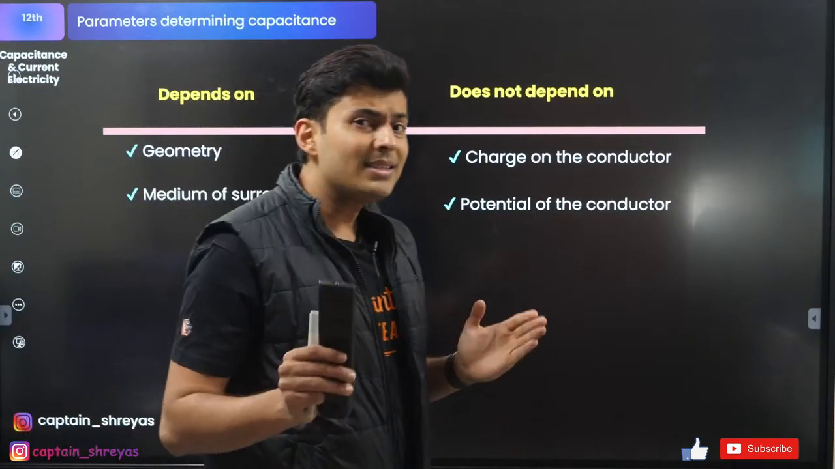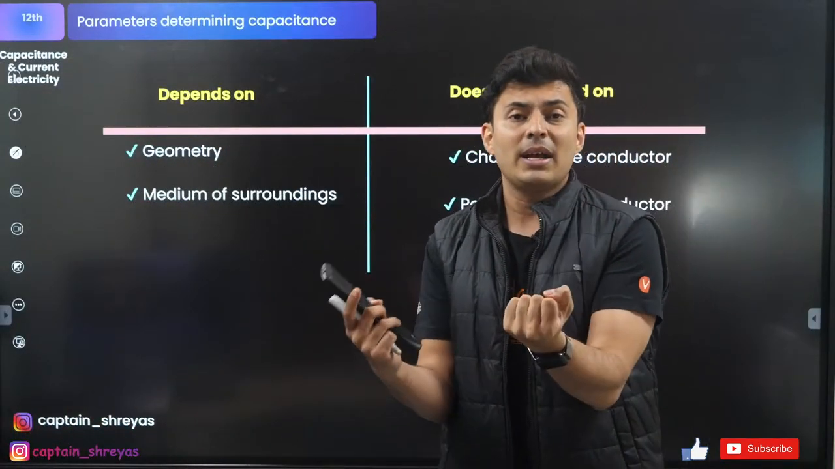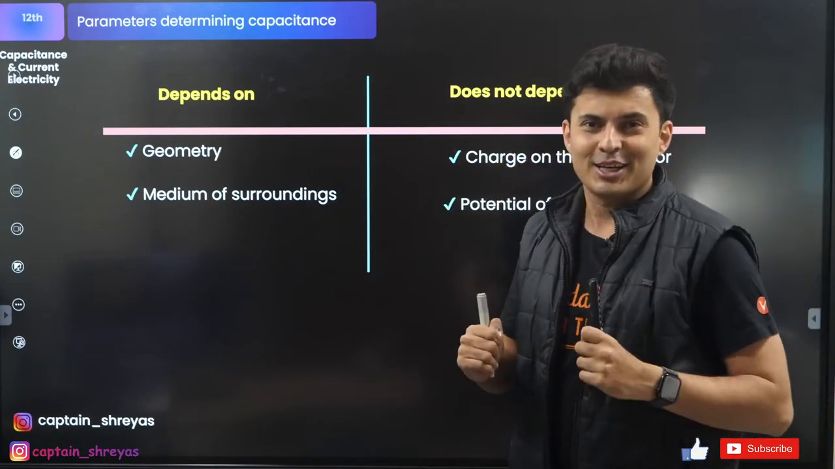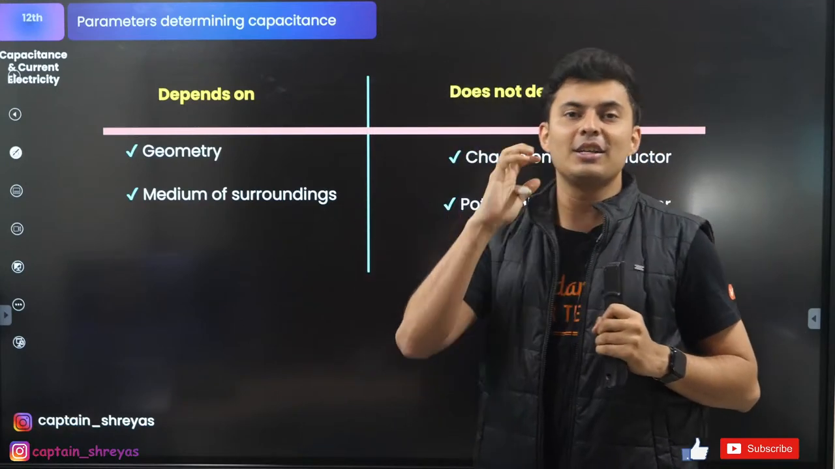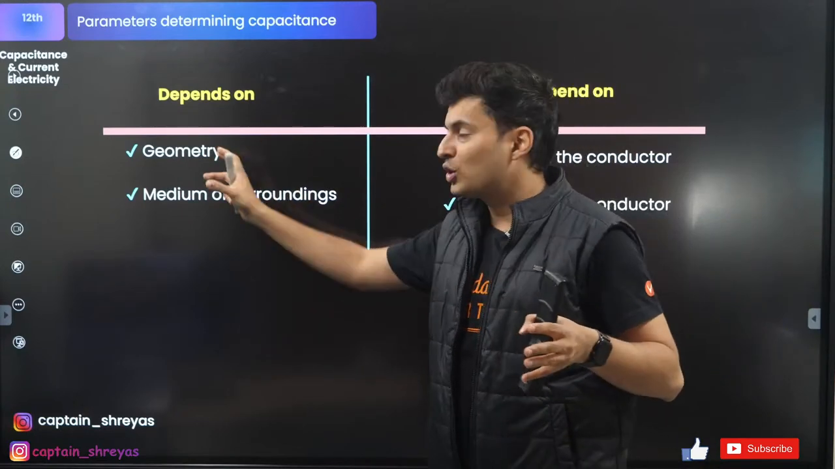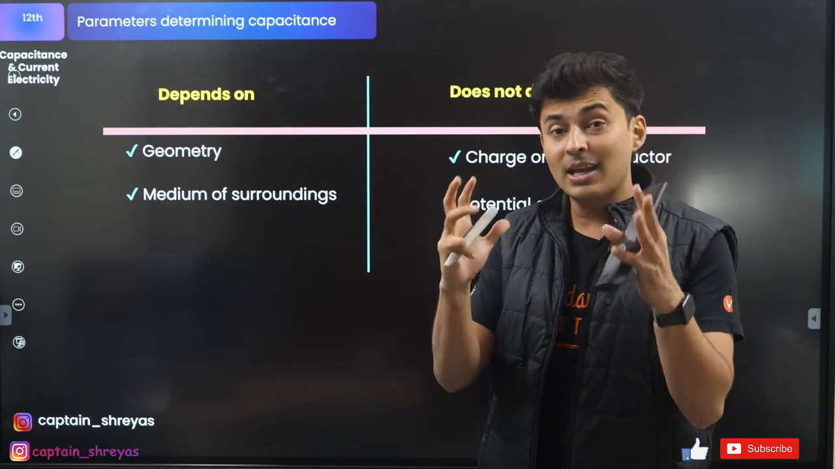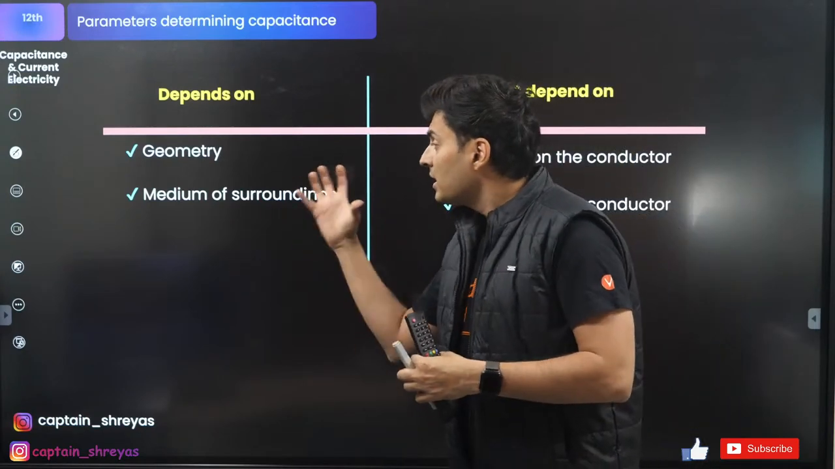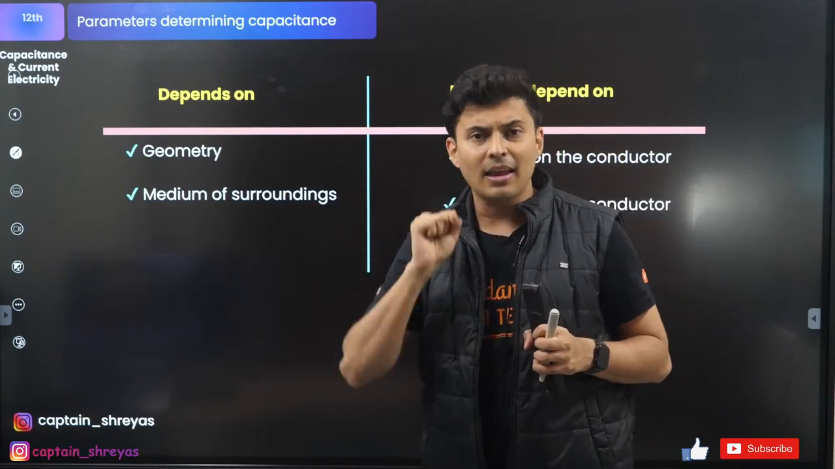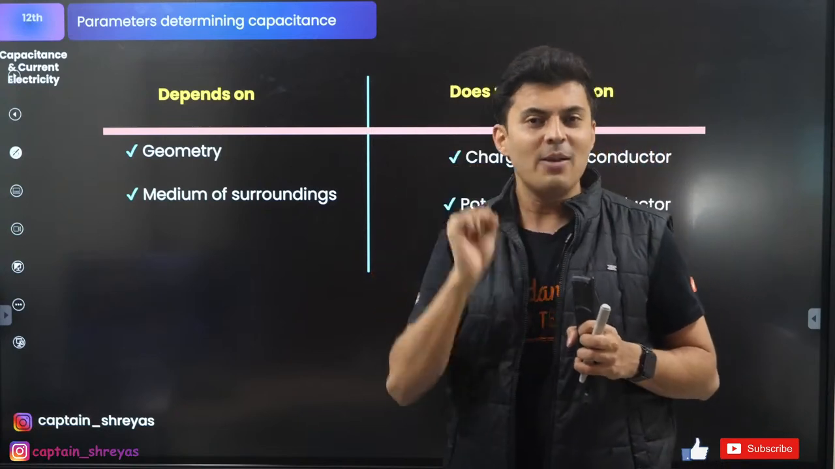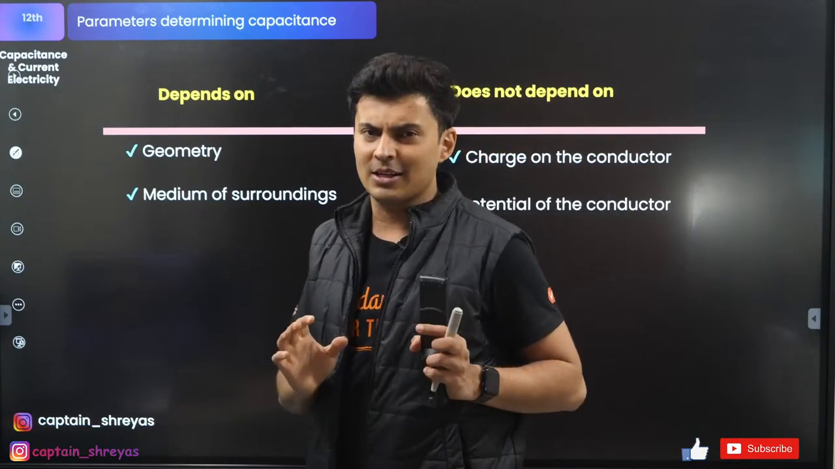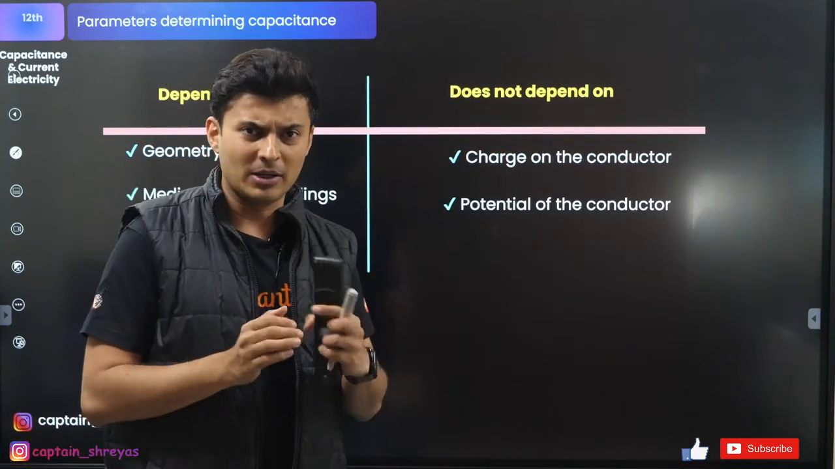Okay. Now how much is that capacitance? What do you think it depends on? It depends on how it is constructed. What is the shape of it? Is it spherical? Is it cylindrical? Is it a plate or is it some other thing? What is the distance between them? So basically the geometry. And the second thing which the capacitance depends on is the medium. That means, are you filling some water in between the conductors, or is there air in between them, or is there some kind of a ceramic in between them? So these things decide the capacitance of the capacitor. We're going to see some types of capacitor also in a bit.